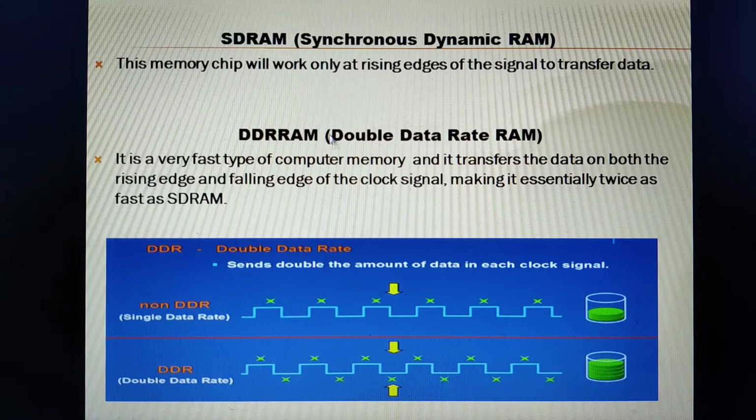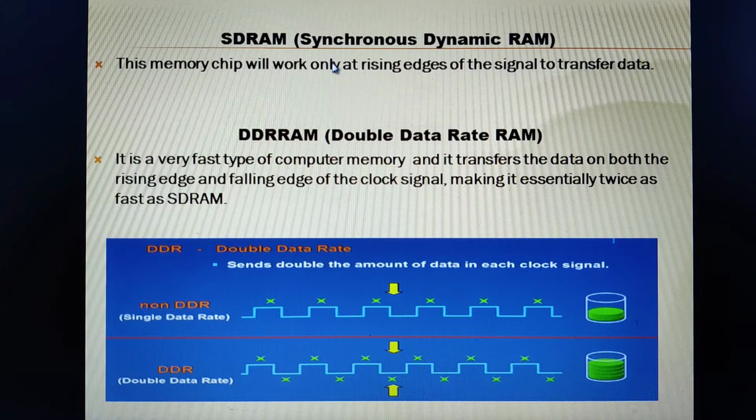The other one is double data rate random access memory. Even this is synced with the clock signal. The SDRAM memory chip will work only at the rising edges of the clock signals. You can see here it is a non-DDR, in the sense that it is a synchronous dynamic random access memory. Whenever the clock signal is high, it is transferring the data to the CPU. Whenever the clock signal is low, it is not transferring.